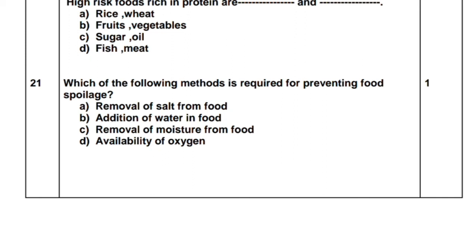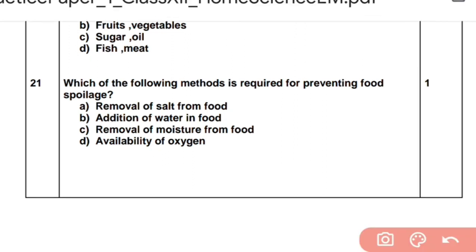Which of the following methods is required for preventing food spoilage? Removal of salt from water, yes. Addition of water in food, no. Removal of moisture from food. Which of the following is required for preventing food spoilage? That is why I said read the question very carefully. How to prevent food spoilage? Removal of moisture from food or availability of oxygen. Which is it that you tell me? Removal of salt from food or removal of moisture? Removal of moisture from food. So C is the right answer.